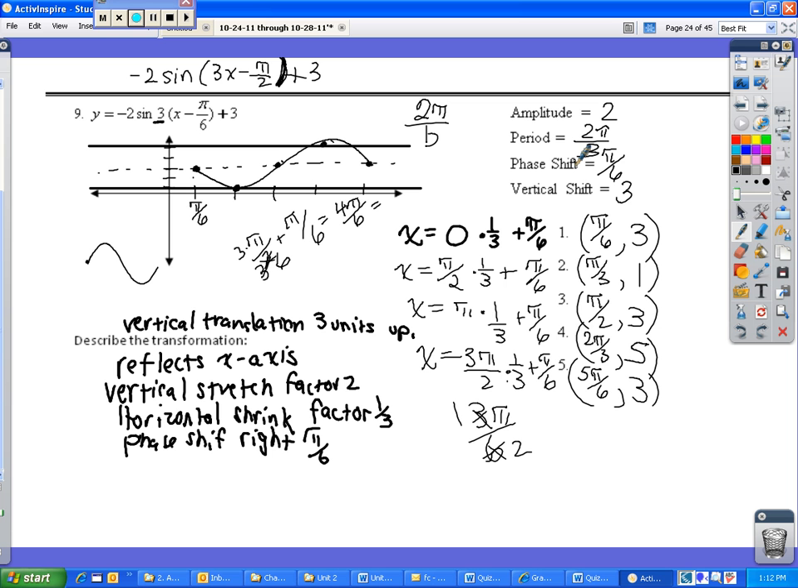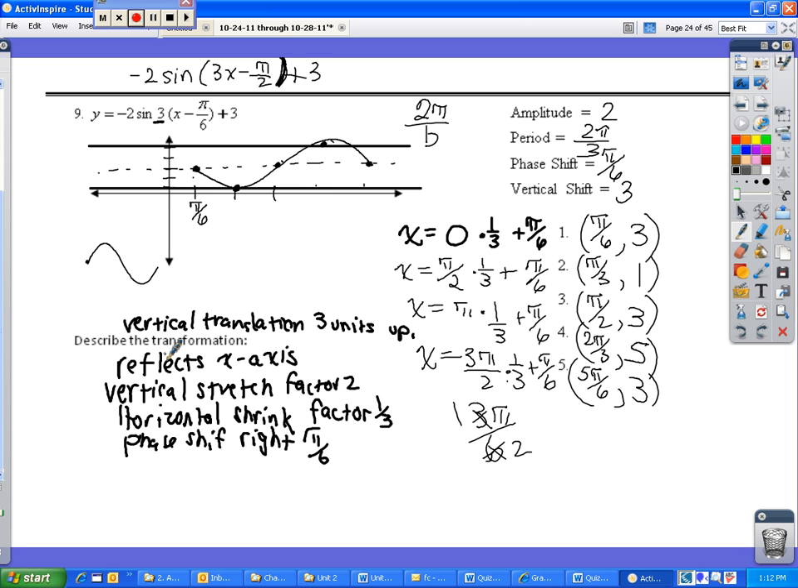This is one that we went over in class together, so I'm just going to talk through this one since it already has everything written out. So the first thing that you're going to want to do is identify your amplitude. Again, this amplitude comes from the coefficient here, the absolute value. The period, you take 2 pi and divide it by b. b is 3, so 2 pi over 3 is your period. Your phase shift is pi over 6, and again, it's to the right. It's the opposite. And your vertical shift is 3.